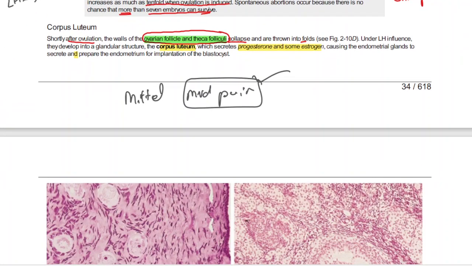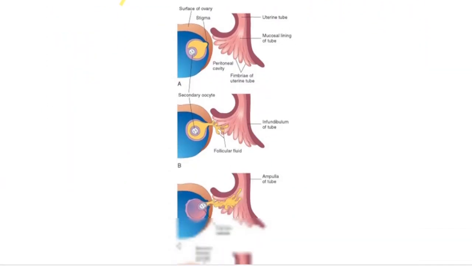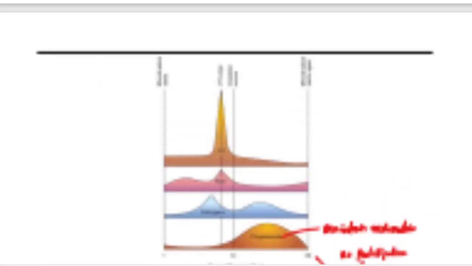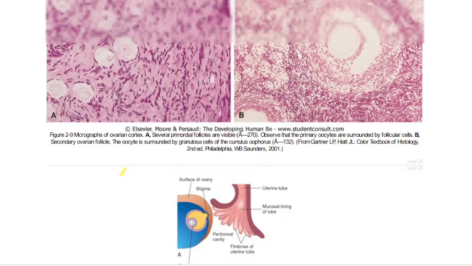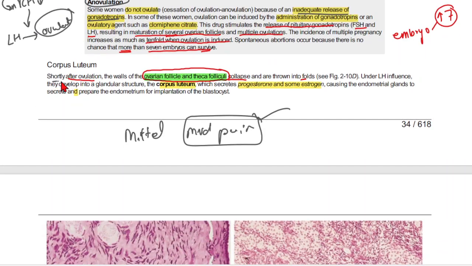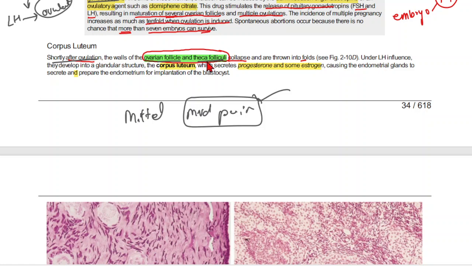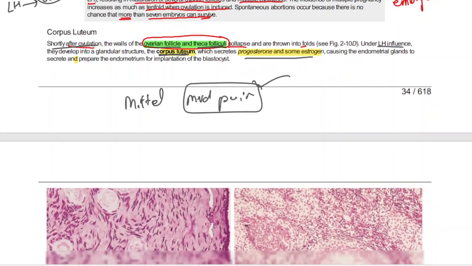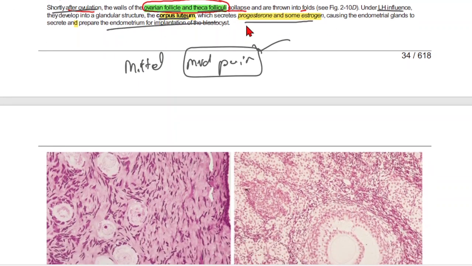Now we will talk about the corpus luteum, and how ovulation occurs. Now come here, the corpus luteum. Shortly after ovulation, there are two follicles, the ovarian follicle and the theca folliculi. So the LH influences ovulation. The corpus luteum created releases progesterone and estrogen to prepare the endometrium for implantation.